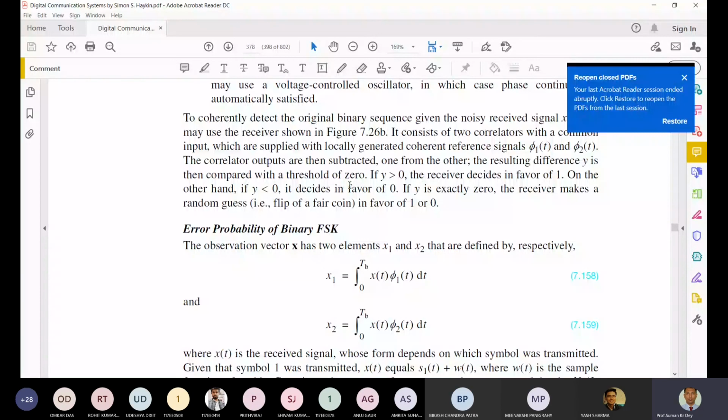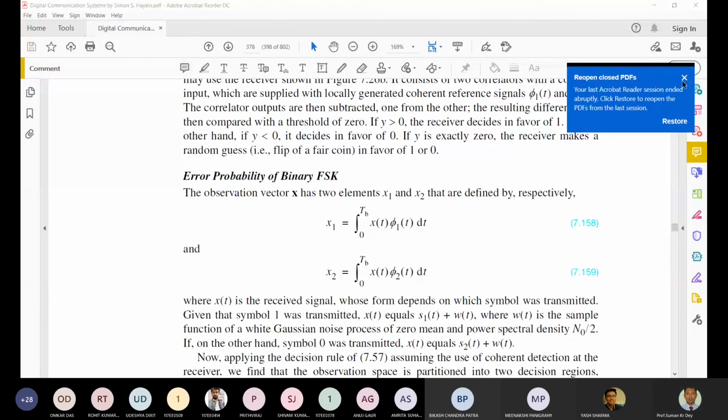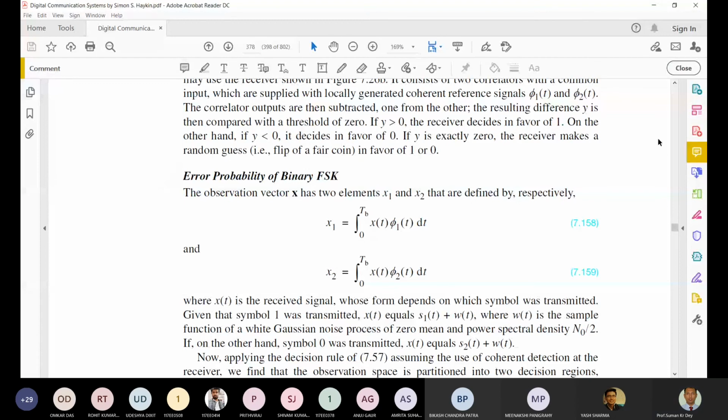Okay, to find the error probability for the binary FSK, we already discussed that we have to take an observation vector, and in the observation vector there are two components, S1 and S2. So we define this observation vector. Okay, so already we defined these two. Is the PDF visible, na?